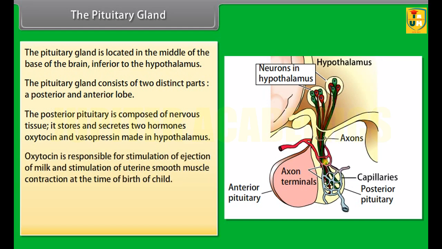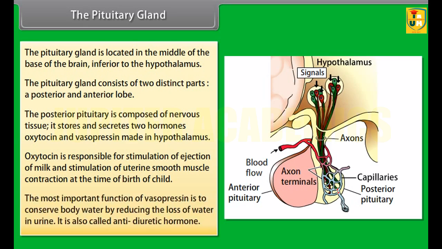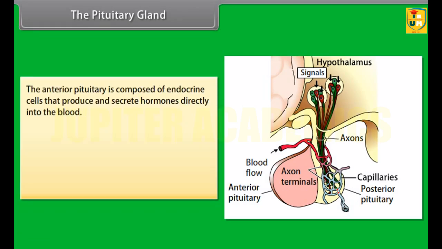Oxytocin is responsible for stimulation of ejection of milk and stimulation of uterine smooth muscle contraction at the time of birth of a child. The most important function of vasopressin is to conserve body water by reducing the loss of water in urine. It is also called antidiuretic hormone. The anterior pituitary is composed of endocrine cells that produce and secrete hormones directly into the blood.